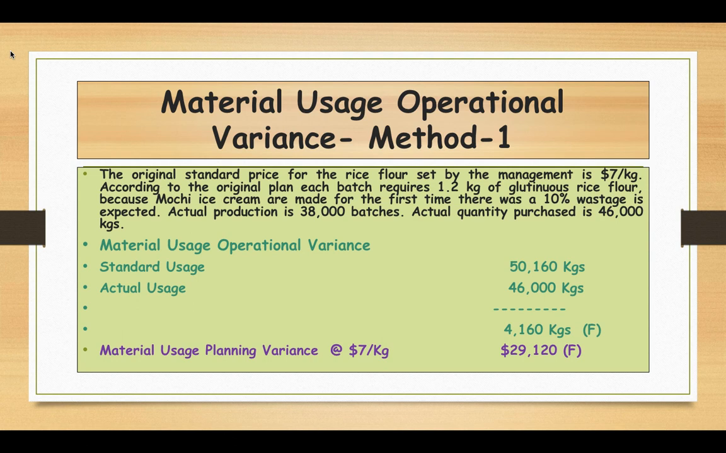As I mentioned before, the management has set $7 per kilogram originally. So they will be interested to know the money value using the $7 per kilogram. So 4,160 kilograms times $7 per kilogram, you get $29,120 favorable.